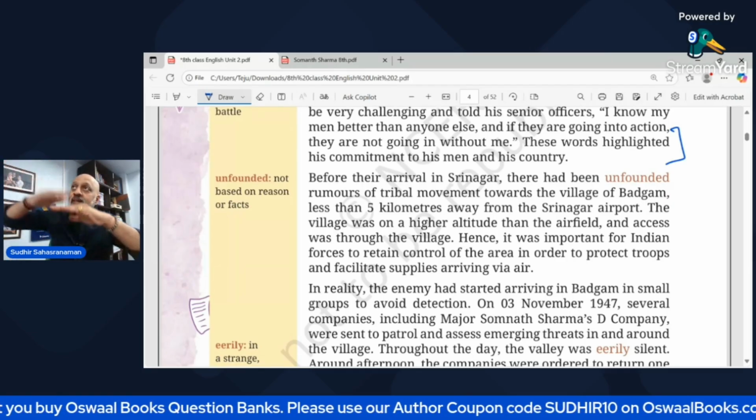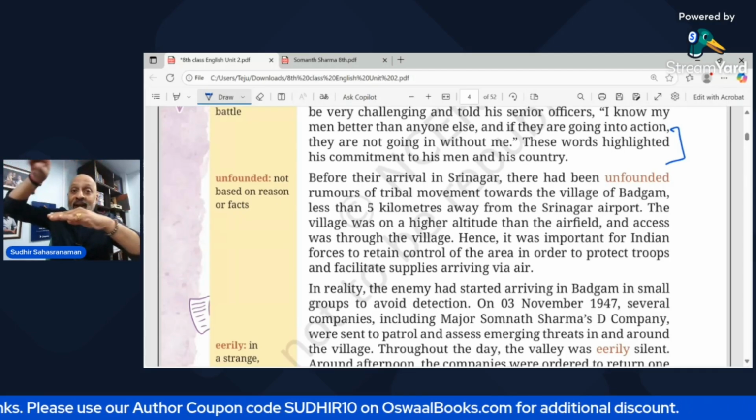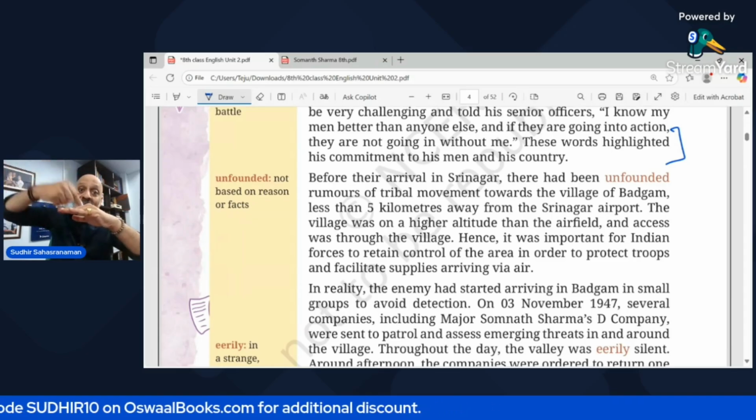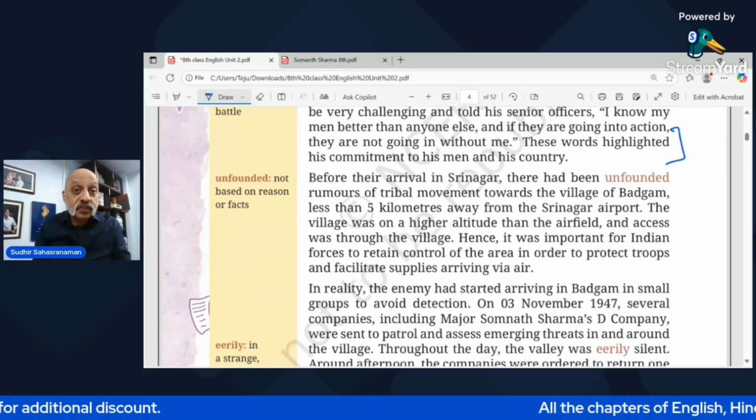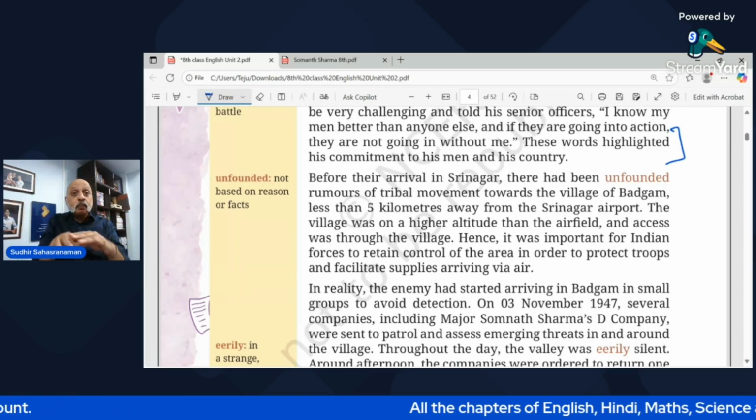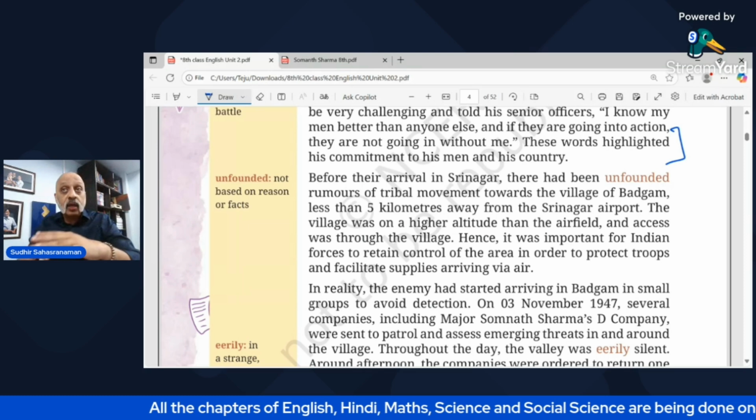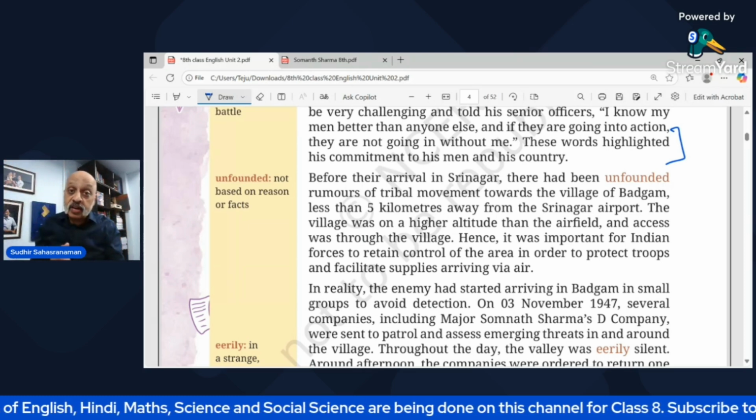Srinagar airport was like this, Badgam was like this. So if people were managing to control Badgam, from there you could fire at the Indian Army personnel who were at Srinagar airport. So the airport would become vulnerable, or if there are any flights landing or taking off, if they start shooting at them, that would make it a very, very dangerous situation.